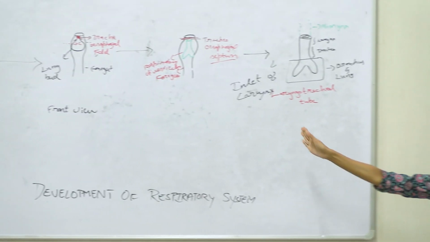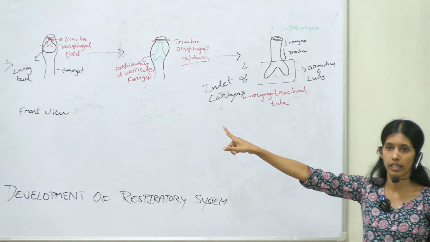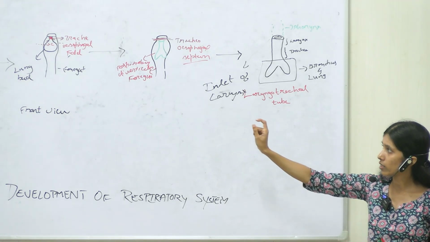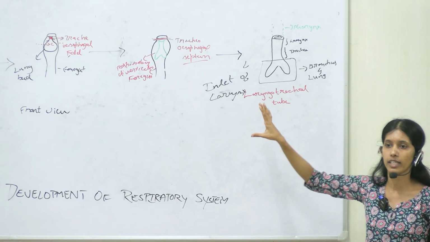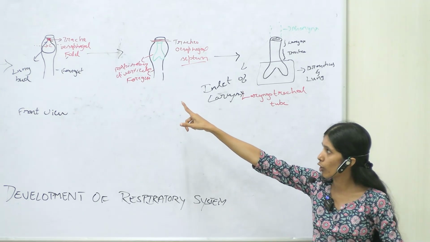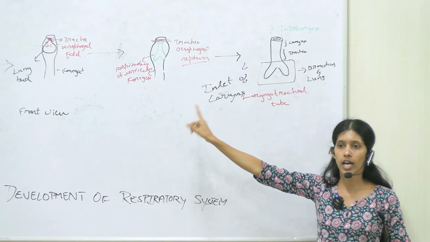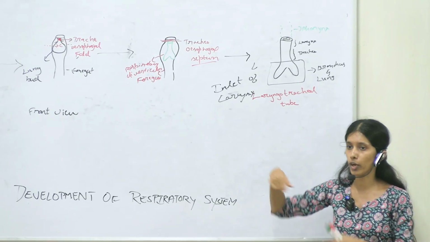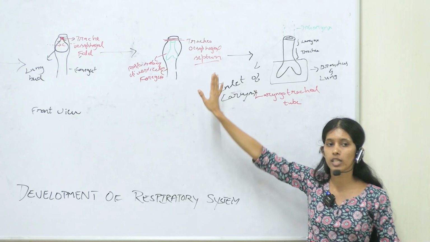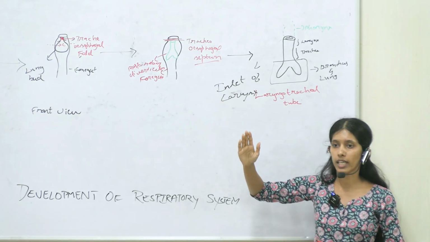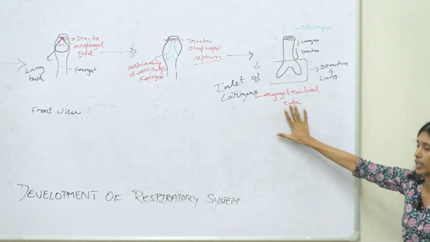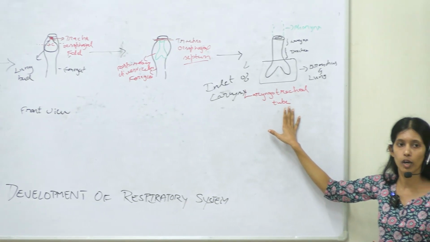On the foregut part, on the ventral aspect, we have a small bud-like structure called lung bud or respiratory diverticulum. From that small respiratory diverticulum, we can see the development of your respiratory system. First, we can see the formation of the tracheoesophageal fold, and those folds will move towards the midpoint region, forming a septum called the tracheoesophageal septum. This septum divides the respiratory diverticulum from the foregut part. Once the separation takes place, we call it a laryngotracheal tube or bud.